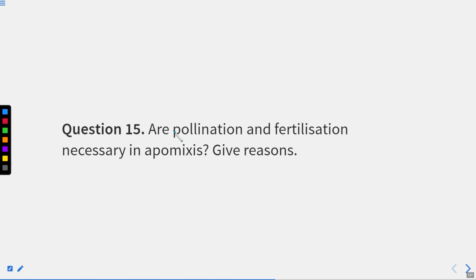Are pollination and fertilization necessary in apomixis? Apomixis, you already know, is the formation of seeds without fertilization. Okay, so no fertilization is happening, meaning pollination is also not required. So you have to give reasons.